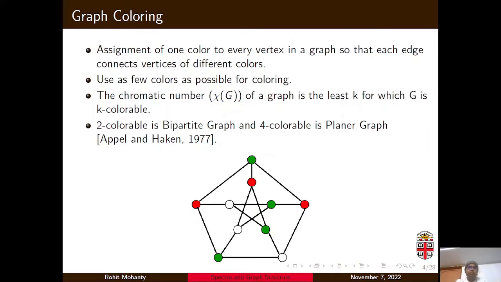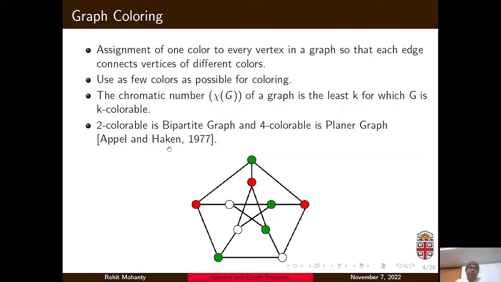Now a graph is called k-colorable if we can use at most k colors to completely accomplish the task that was mentioned above. And the chromatic number chi(G) of a graph is the least value of k for which a graph G is k-colorable. As we can see in this picture, none of the adjacent vertices have the same color. Therefore here the task has been properly accomplished.